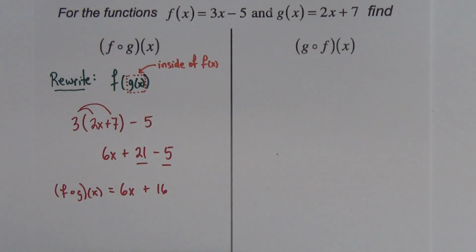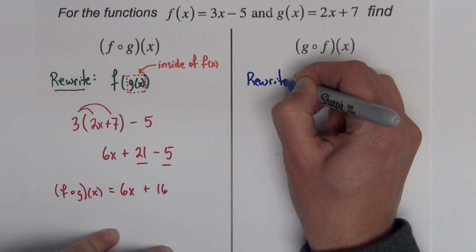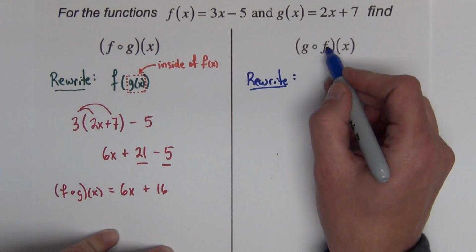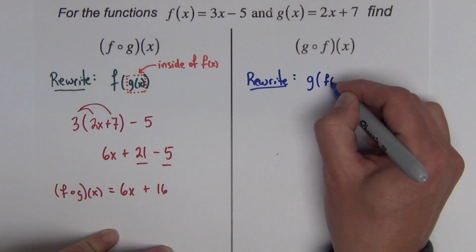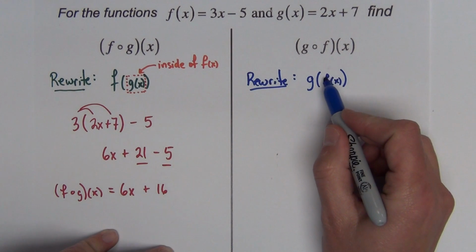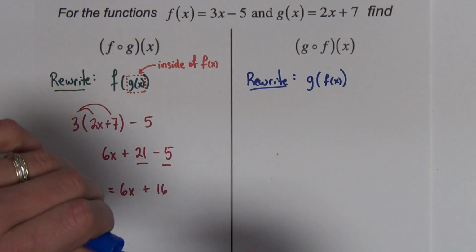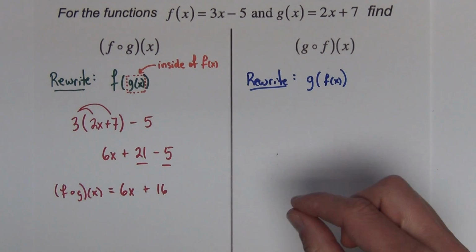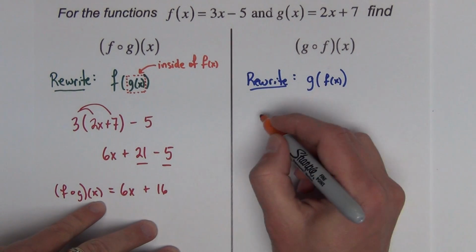Now we do the same thing on this one. If you like, rewrite it first. Now the order is reversed, is all. It's g of f of x. So in order from left to right, it is g of f of x. So here we can see that the f of x is the function that's on the inside of the g function. Again, this notation is nice because it allows me to see what is inside of the other function.